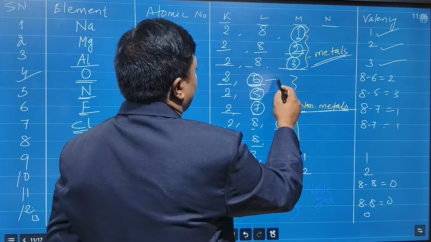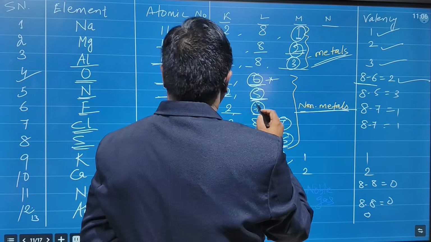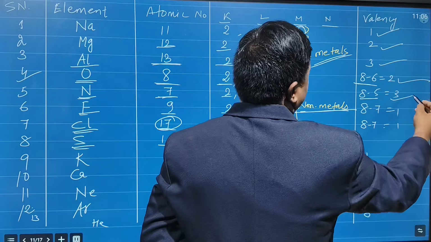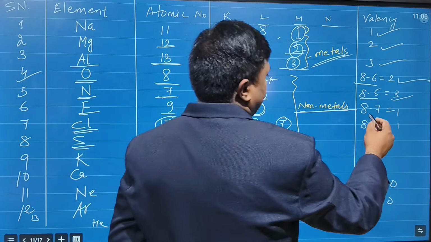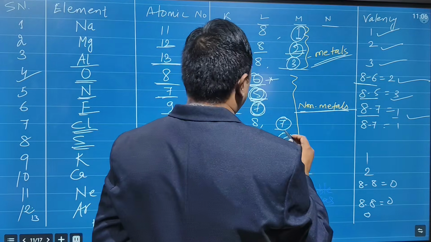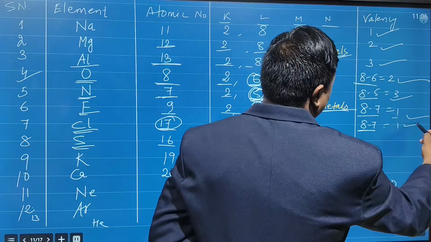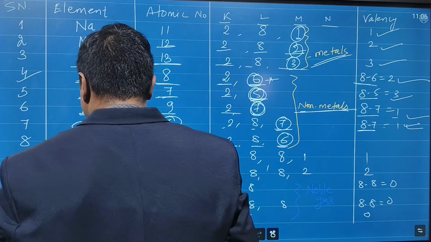In case of oxygen, what is the valency? 8 minus 6, that is 2. In case of nitrogen, 5 is the valence electron, so 8 minus 5, that is 3. Fluorine, 7 is the valence electron, so 8 minus 7, that is 1. Chlorine also very, very important. Valence electron is 7, so 8 minus 7, that is equal to 1. Yes or no?